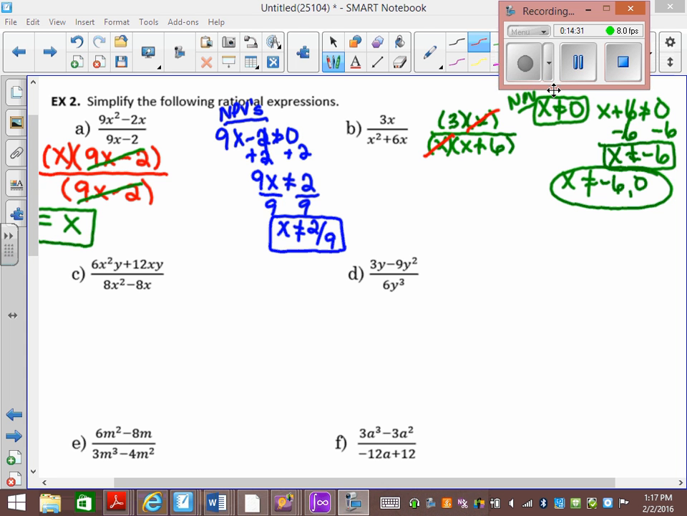No. Remember I said if it's attached by a plus or minus sign in its own brackets, the only way it's going anywhere is if at the top there's the exact same thing. So on the bottom I have x plus 6. It is going nowhere because there is no x plus 6 on the top, right? So that's as simplified as it can get. It's 3 over x plus 6. Don't try and make it more simple than it is.